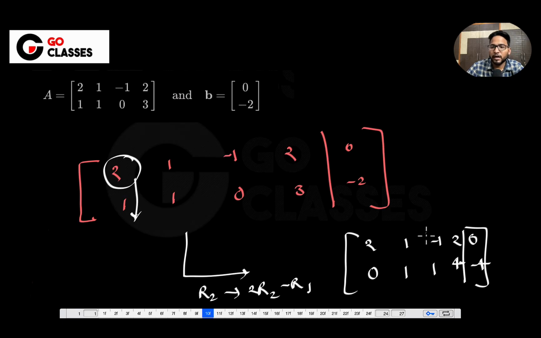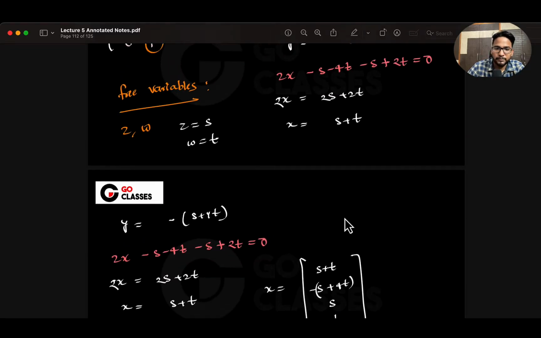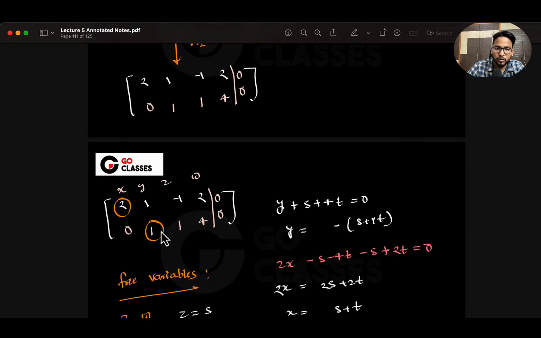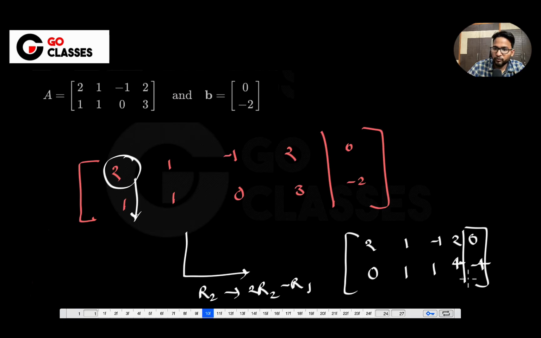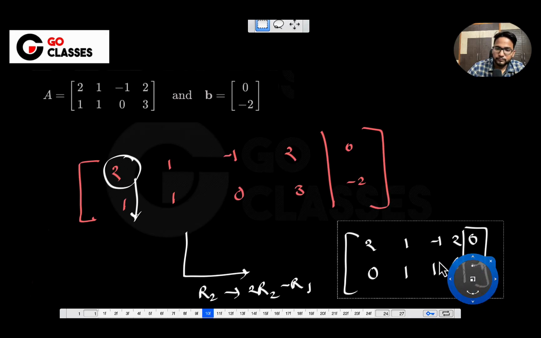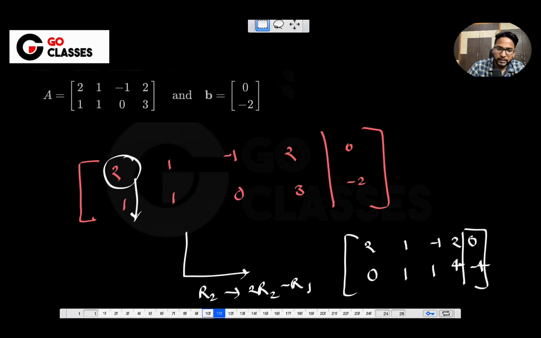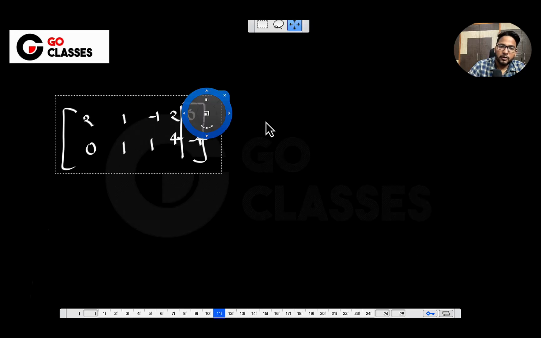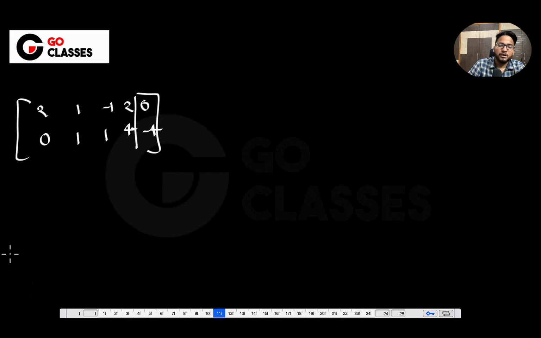So earlier also I got the same thing, right? I think so. This is 0 1 1 4, 0 1 1 4, and this time you have 0 minus 4. Let me just copy this, what we got. So this is what we got, right? Okay. Now let's solve for this.